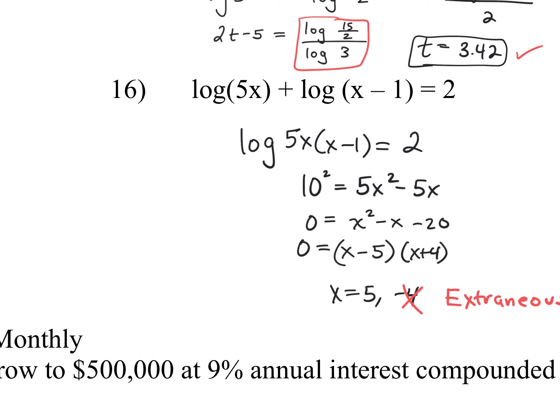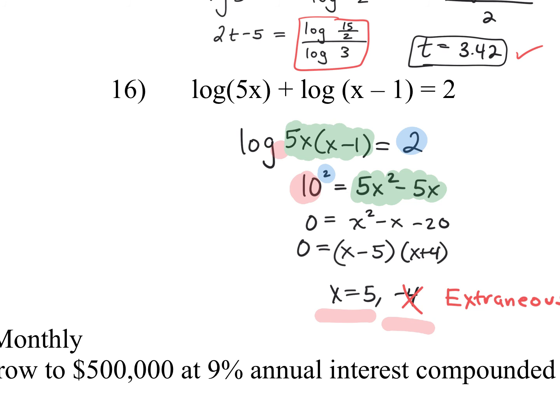Then I rewrote using my base, right? My base here is 10 raised to an exponent of 2 equals the quantity 5x squared minus 5x, which is just what you see here in green, rewritten in standard form. Well, I set that equation equal to 0. I guess I skipped that step where I divided by 5, but I was left with a quadratic, and I found 2 possible solutions of 5 and negative 4.